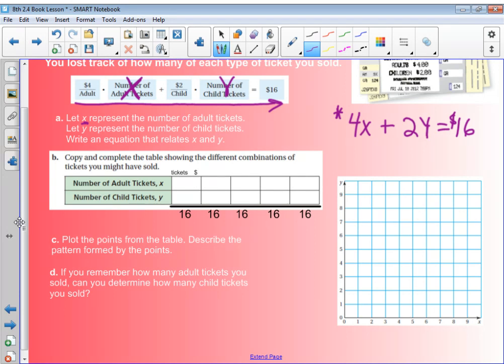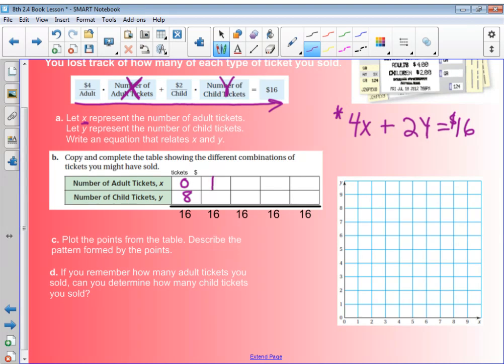might sell. So the number of adult tickets, maybe we would sell, I don't know, maybe we sell 0 adult tickets. Okay, well then if we sell 0 adult tickets and we actually sold $16 worth of tickets, well, if we take 16 divided by 2, that would give us 8 child tickets that we could have sold to equal that $16. Okay, so then maybe we sell 1 adult ticket.